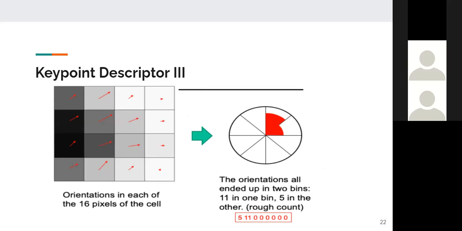As shown in this slide, there are 16 orientations from the pixels of the cells, and they all ended up in 2 bins, 11 in one bin and 5 in the other. So in total we have 16 orientations stored in the bins. Next slide.